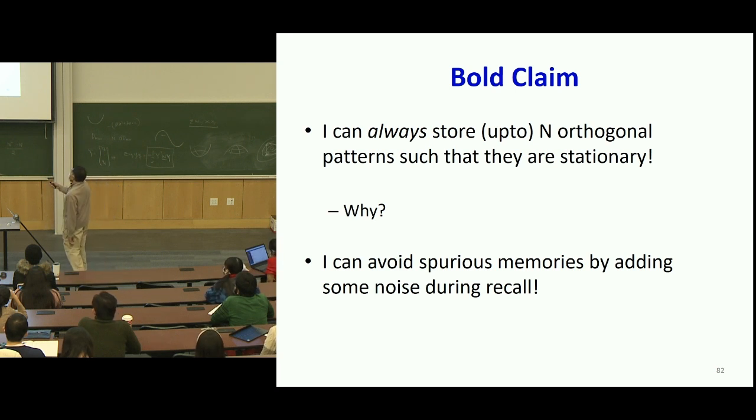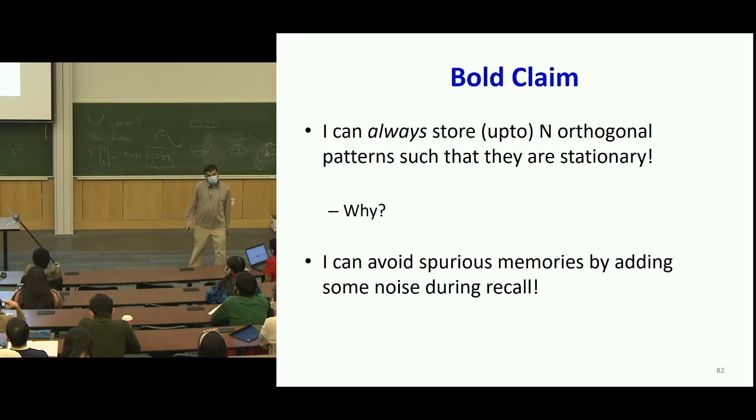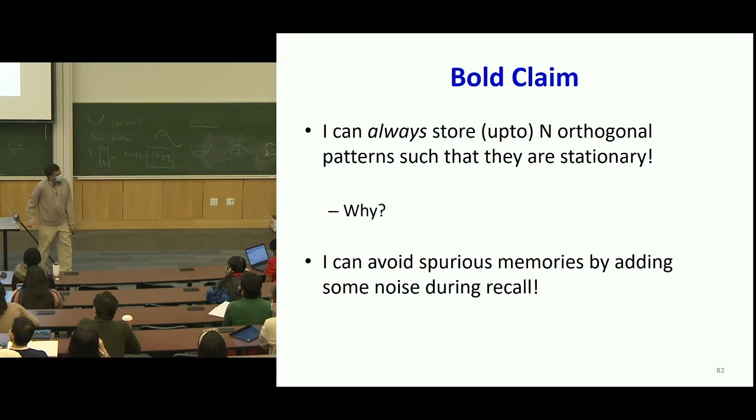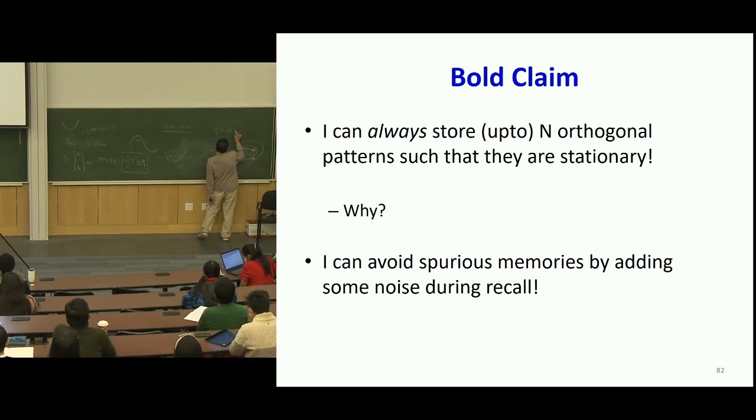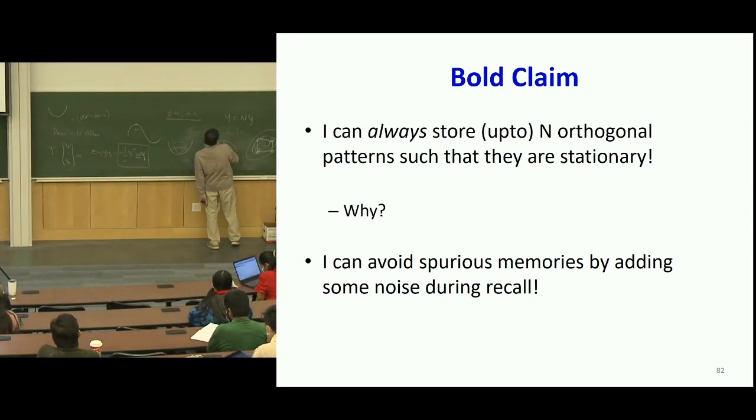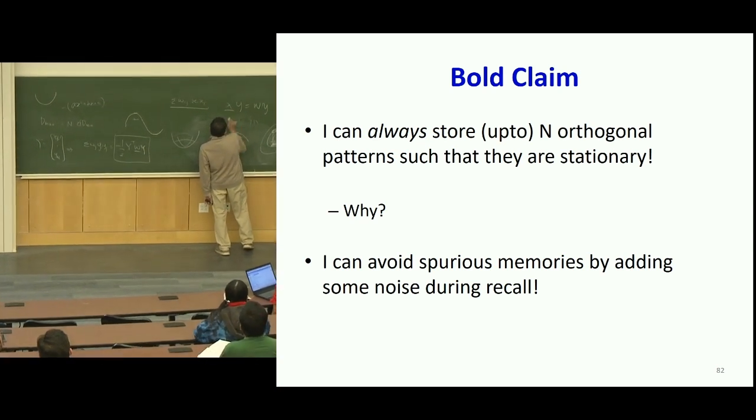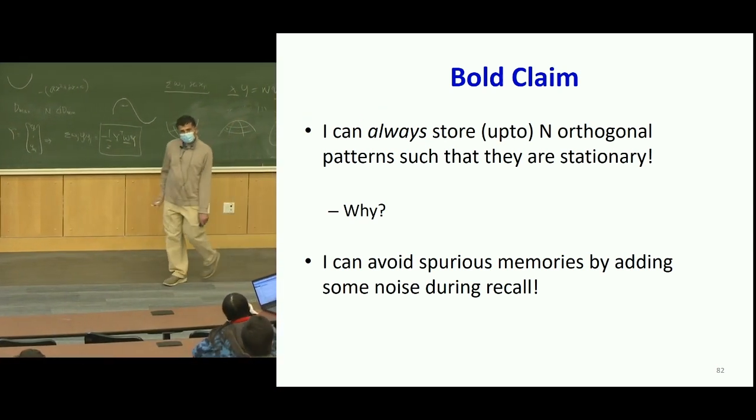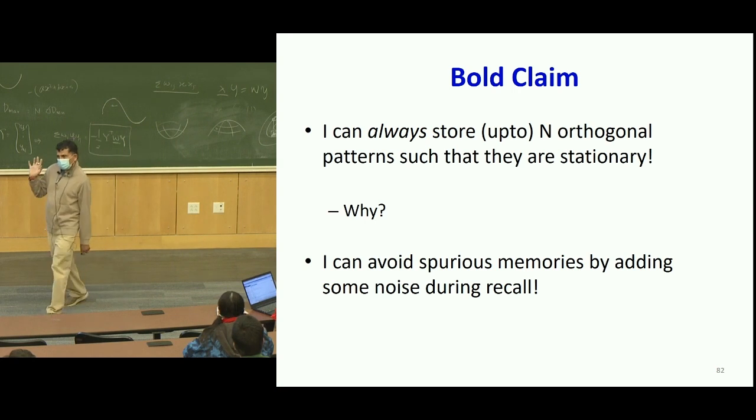Now, first, here's a bold claim: you can always store up to n orthogonal patterns such that they are stationary. Now, why is that the case? It's very easy to explain. Remember, if I say y equals Wy, some lambda y. Does anybody remember this? What does this look like?